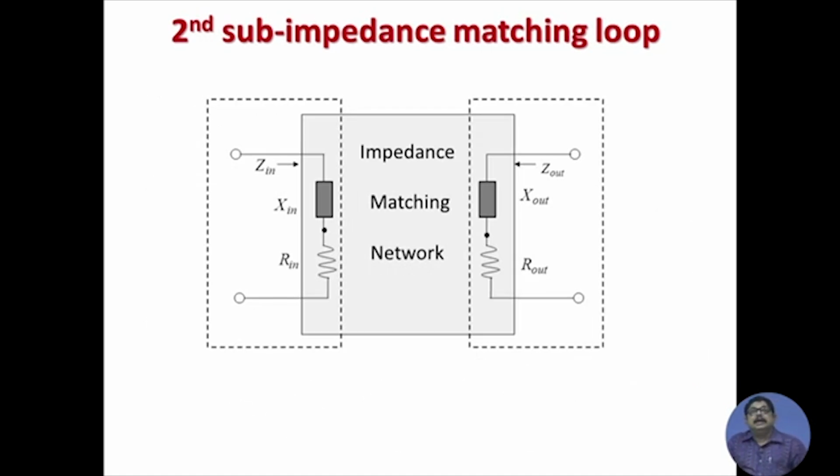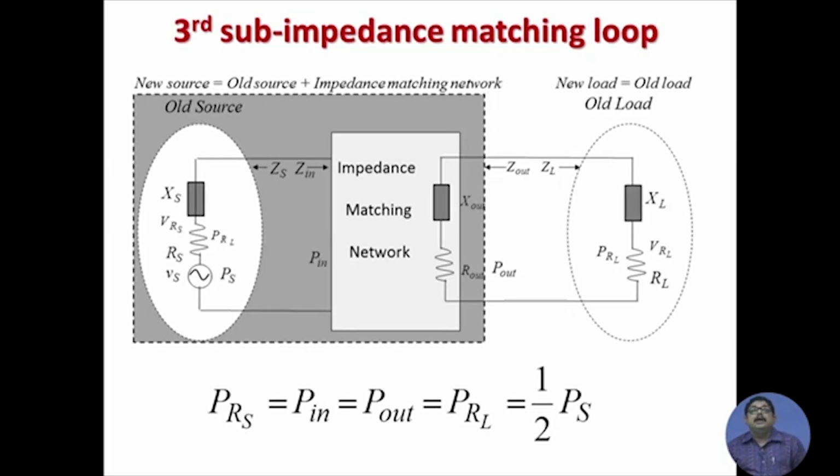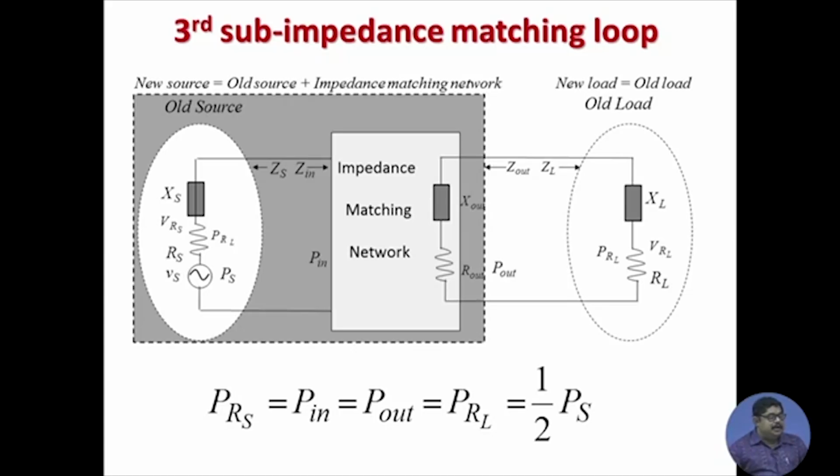Then this is the second sub impedance matching loop, as can be seen. Nothing special about it. What happens to the third sub impedance matching loop, the source side? There you can see that P RS has gone as P in in the first sub impedance matching loop. Now, that power is again coming as P out and that is getting delivered as P RL. So, of the source's total power, half of that is getting delivered to the load. So, this is the same case as the direct conjugate matching.